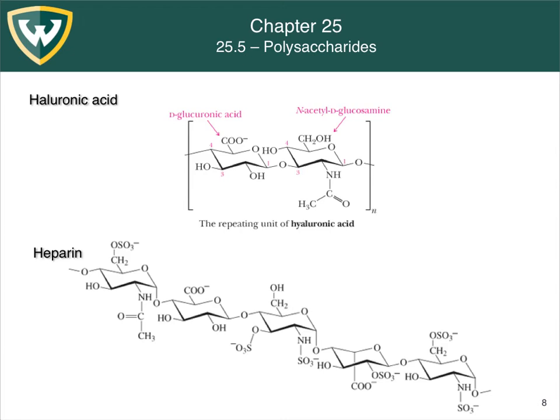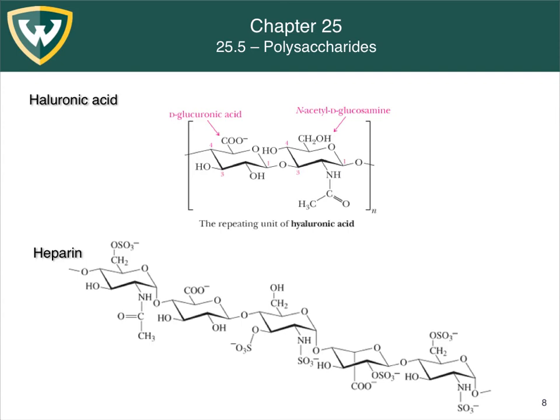Glycosaminoglycans are a group of linear polysaccharides composed of repeating disaccharides in which one of the monosaccharide units has either a negatively charged carboxylate group or a negatively charged sulfate group. Members of this family of carbohydrates include hyaluronic acid, heparin, chondroitin sulfate, and keratan sulfate, which are components of cartilage, tendons, and other connective tissues, and dermatan sulfate, which is a component of the extracellular matrix of the skin.